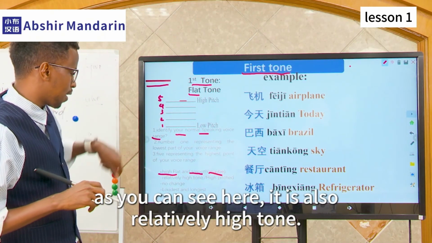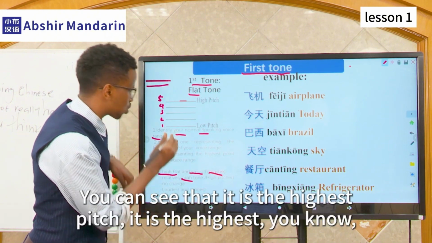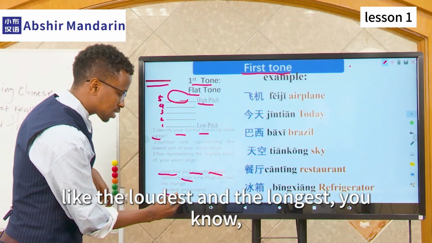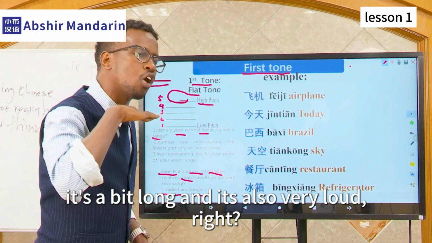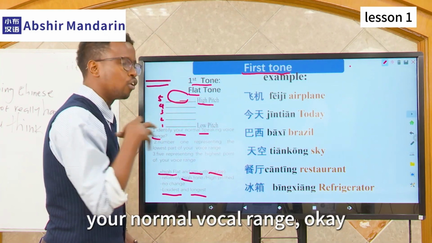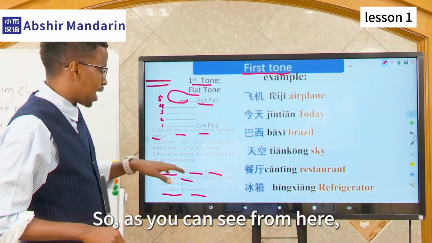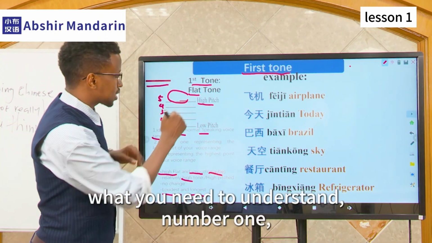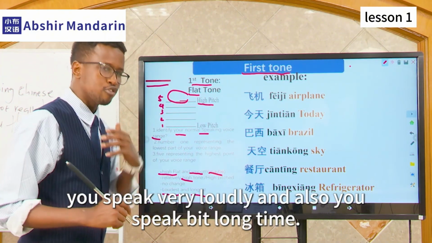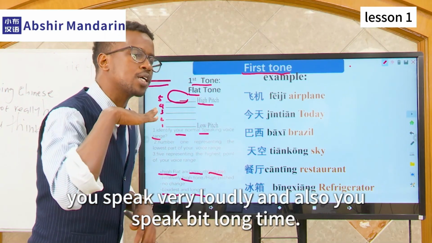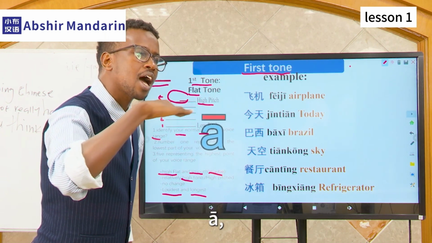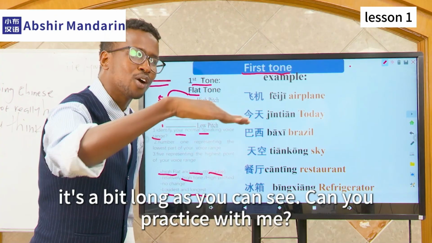As you can see here, the first tone is relatively the high tone. It is the highest pitch, the loudest and the longest. It's a bit long and it's also very loud, right? But you can just speak in your normal vocal range, okay? So what you understand is, number one, it's on your highest pitch. It means that you speak very loud, and also you speak a bit long when you are practicing.